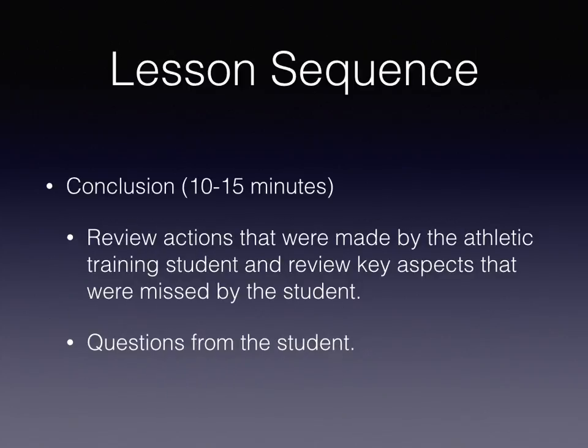For the conclusion of this study, we will be reviewing the actions that were made by the athletic training student and reviewing key aspects that were missed by the student, allowing them to have questions at the end. So we go over the big key aspects that they missed. We go over the little things that we missed. Again, like I said, we have a checklist. If an item wasn't covered, we review this with them.